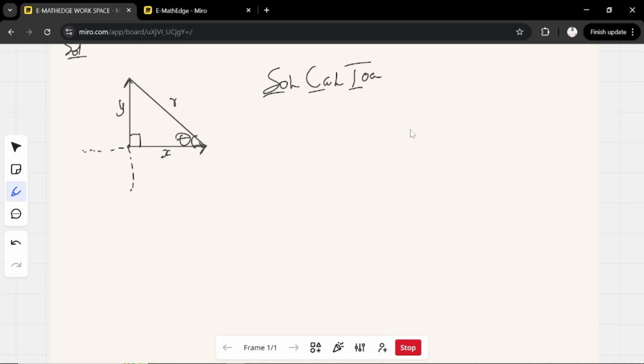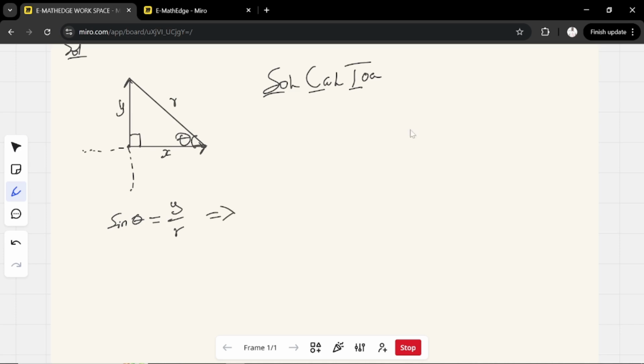Let's bring out sine. Now, sine is opposite all over hypotenuse. So coming back to the right angle triangle, where is the opposite and where is the hypotenuse for this angle theta? The opposite of this angle theta is y, while the hypotenuse is r. So sin theta is therefore going to be y all over r, right?